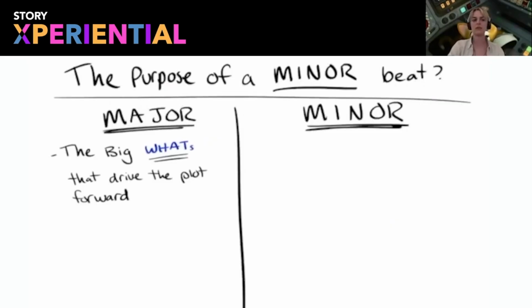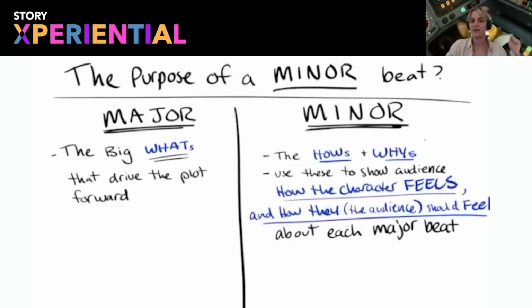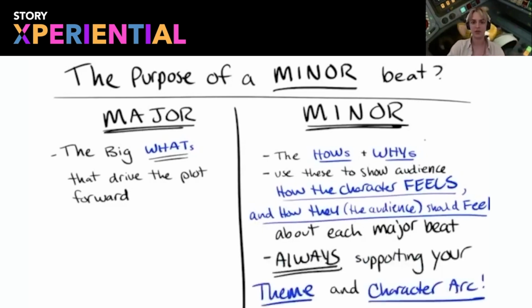If major beats are these big plot points, the big whats that drive the plot forward, the minor beats are the little hows and whys, and how the character feels about it, how the audience should feel about each major beat. And you're always choosing all these minor beats not only to move your story along, but to also say something about the theme or about your character's arc.